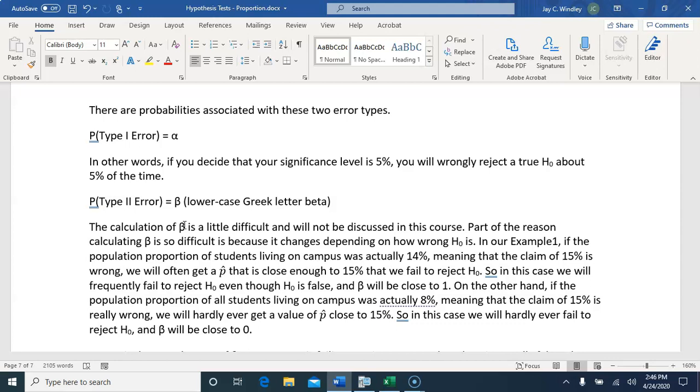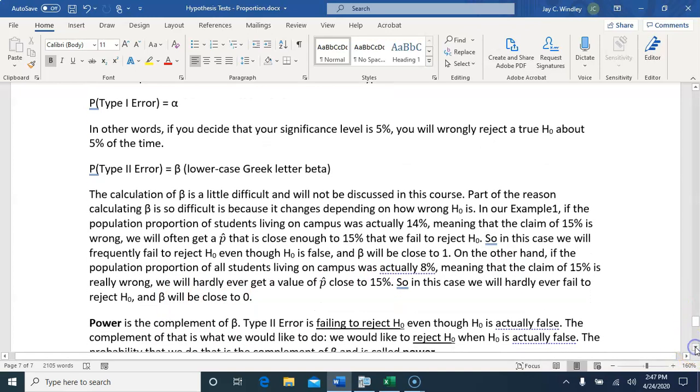If the null hypothesis is wrong, but not by much, then there's a large probability that you would fail to reject the null hypothesis. But if the null hypothesis is wrong by a lot, like let's say there was actually only 8% of students living on campus, then we would hardly ever get a value of p hat close to 15%. So we would hardly ever fail to reject H0, and beta would be close to 0.